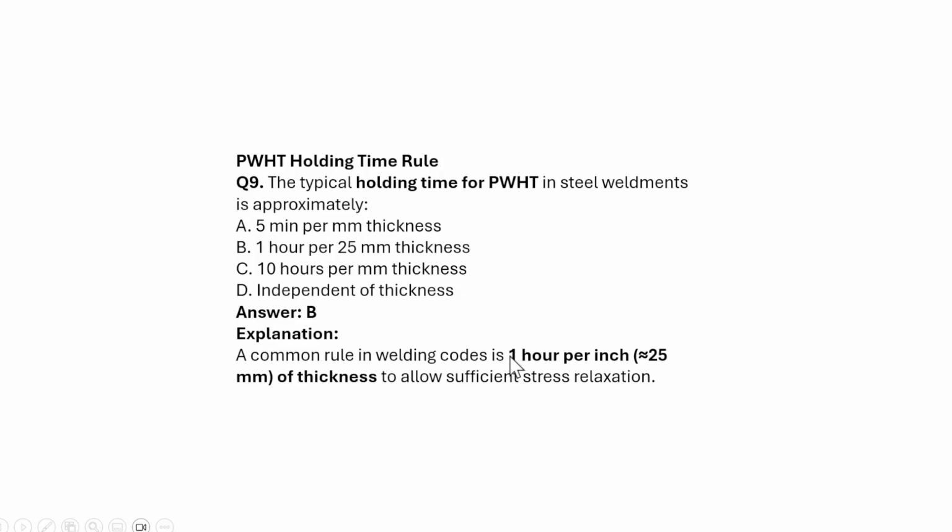So the common rule for the welding code is 1 hour per inch, that is per 25 mm of thickness, to allow sufficient stress release.